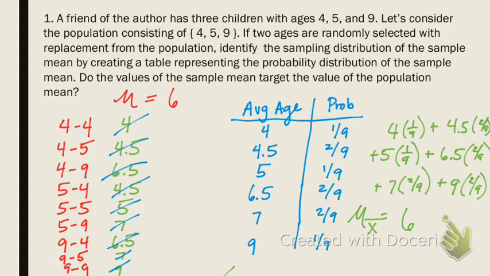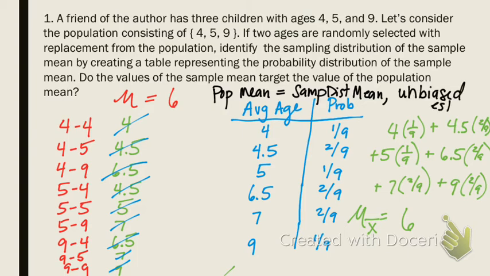So in this case, population mean equals sampling distribution mean. So it is an unbiased estimator. We just proved our point. So what's the answer out of all that? Yes. We just proved that it was unbiased. This is kind of like a proof. I don't like that word.